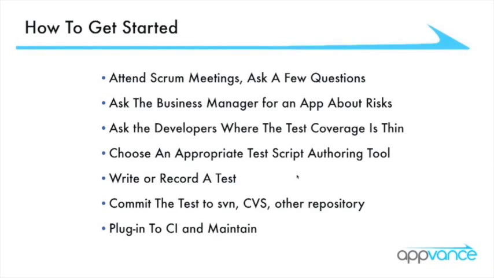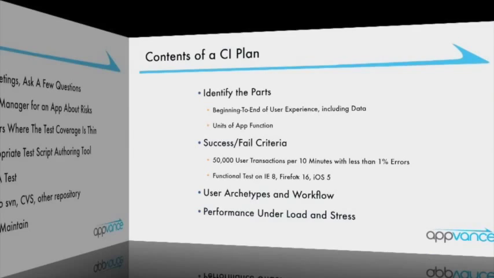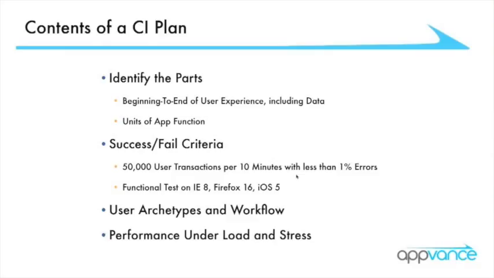So the contents of that CI plan would be to identify the parts of the test, the parts of the integration, identify the success or fail criteria, understand what the user archetypes are, like the typical users of that app, and what their typical workflow is. And then to be able to identify the kind of performance that you would expect to see the app under load and stress conditions. Now, these documents typically wind up being anywhere from 8 to 10 pages long.